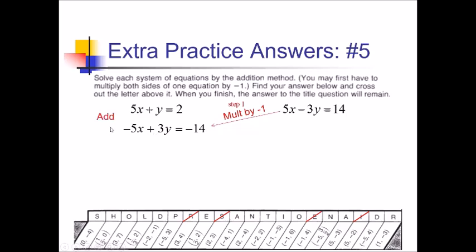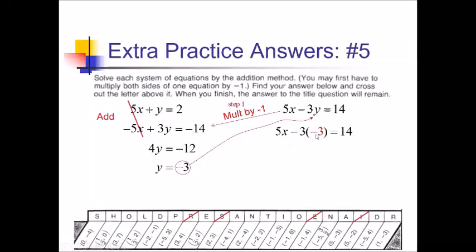Adding these together, 5x's cancel, y plus 3y is 4y, and 2 plus negative 14 gives me negative 12. Dividing by 4 to get y, I have y equals negative 3. And then plugging that back in, I'll plug it in over here. We have 5x minus 3 times negative 3. Now I can solve for the x value here. Negative 3 times negative 3 is positive 9.